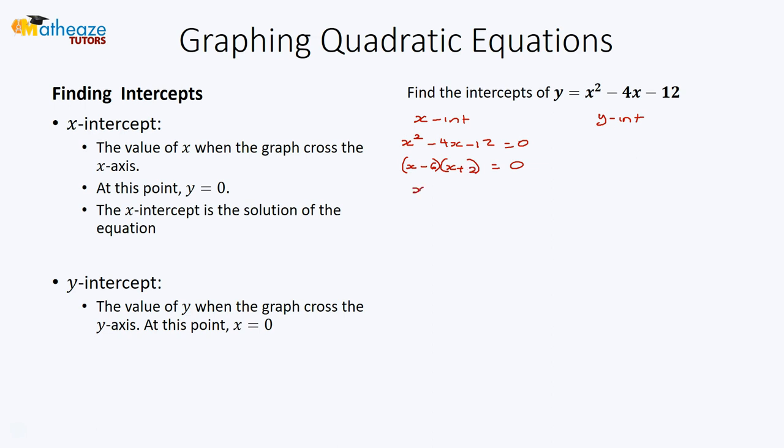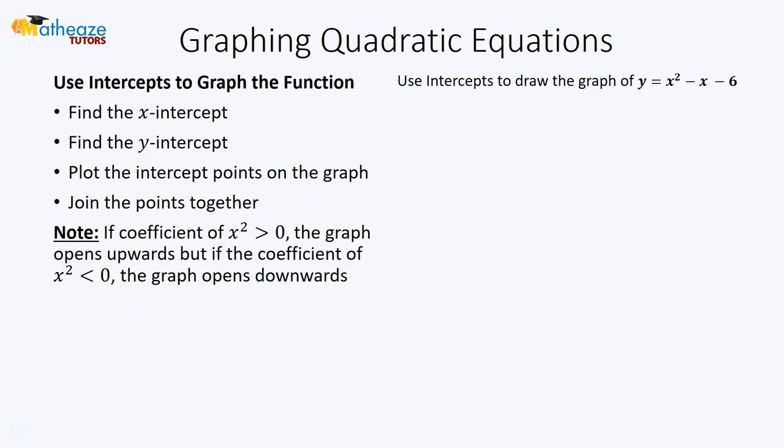So now x minus 6 equals 0, x plus 2 equals 0. So x is positive 6, x is -2. For the Y-intercept, y equals 0 squared minus 4 times 0 minus 12. So y is -12. So this is your Y-intercept, and these are your X-intercepts.